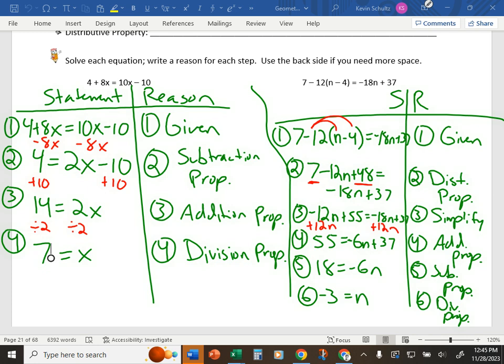You can't say sub property because what if it's substitution? You would write out the substitution, and typically substitution is just by itself. I abbreviate it because I'm running out of time, but yes, it's the subtraction property.